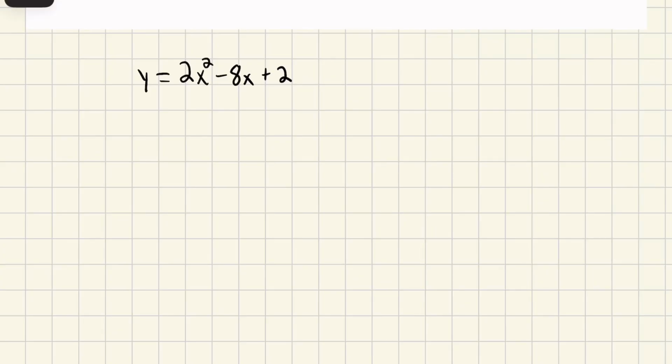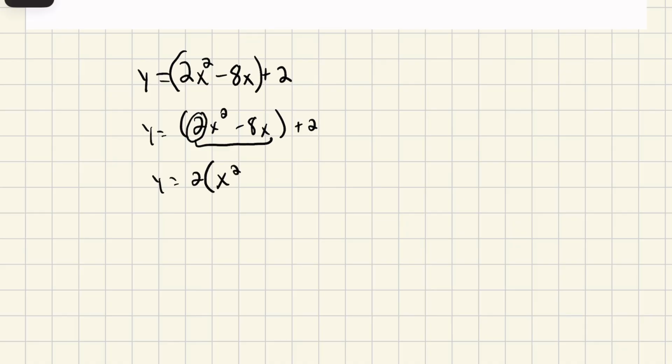Now to complete the square, I'm going to bracket all the terms that have the x. So it'll be y equals bracket 2x squared minus 8x plus 2. And what I'm going to do is take the term in brackets and try and turn it into a perfect square trinomial. In order to do that, remember that this is the a value here. We're going to factor this bracket out so that a is equal to 1. So y equals 2, and then x squared minus 4x plus 2.